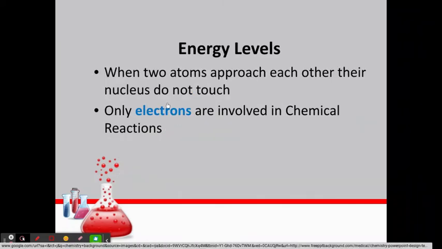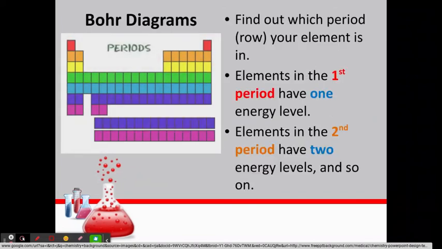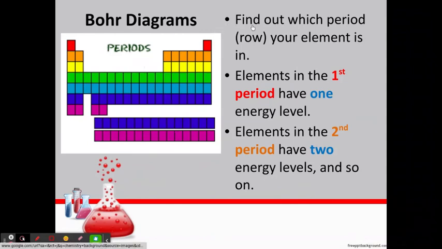So energy levels: when two atoms approach each other, their nuclei do not touch. Only the electrons are involved in chemical reactions. The nuclei are protected by those electrons outside them. When you feel like you're touching your table or your desk, it's really just those outer electrons interacting.